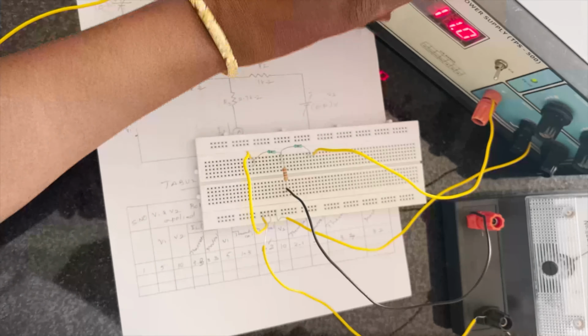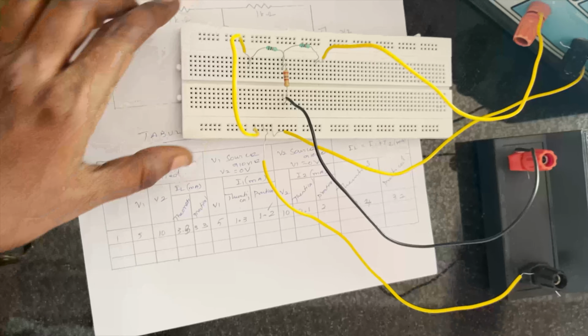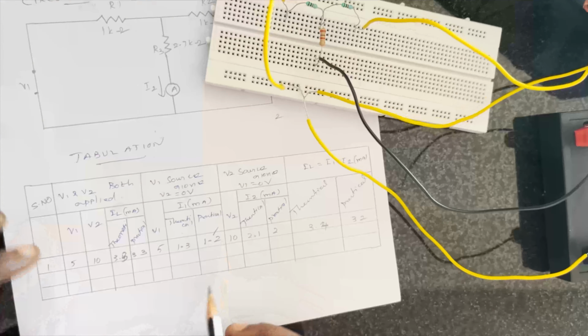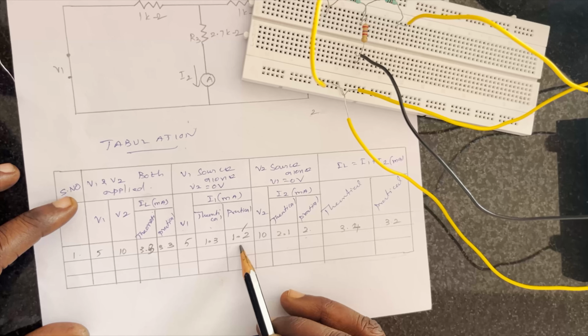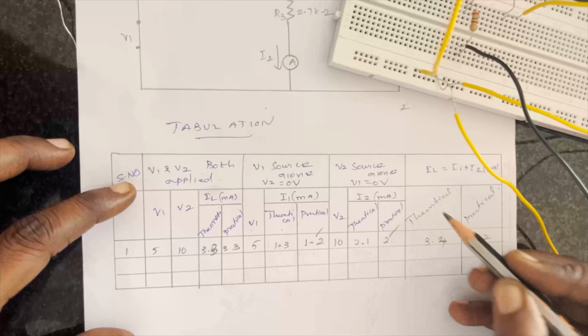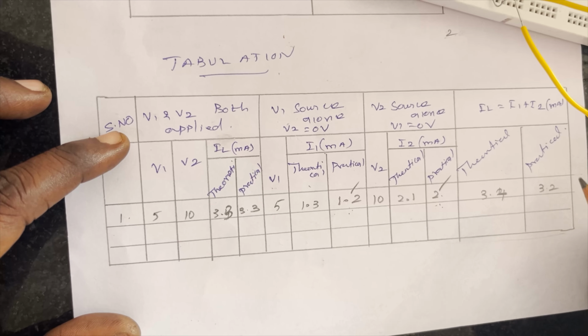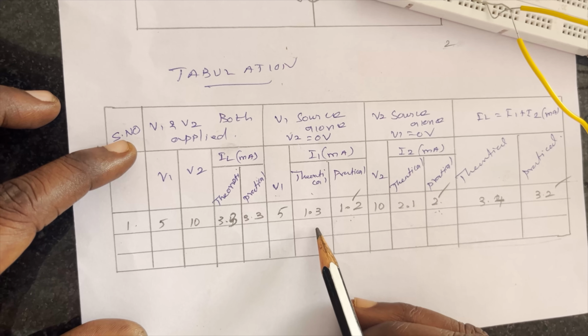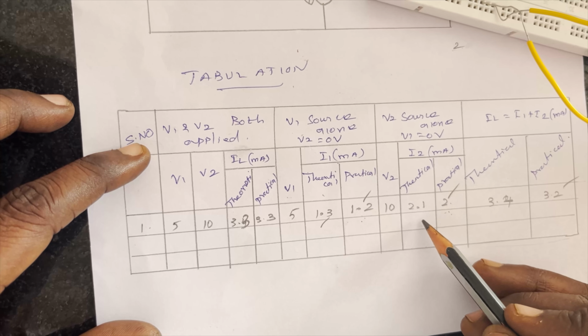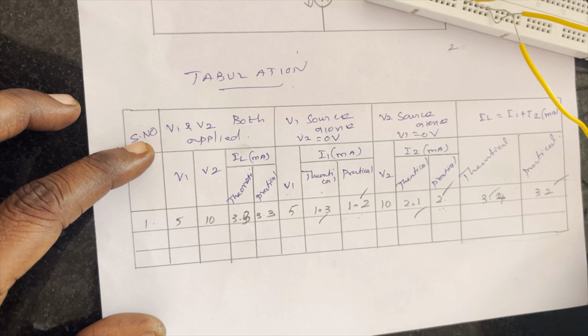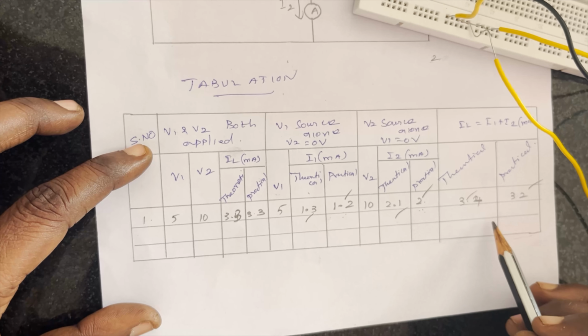So after getting the result, we do the calculation. See the I1 practical value 1.2 and the I2 practical value 2. If we add the 1.2 and 2, we get the 3.2. So theoretical part I1 1.3 something, I2, so we get the 3. So totally superposition theorem satisfied.